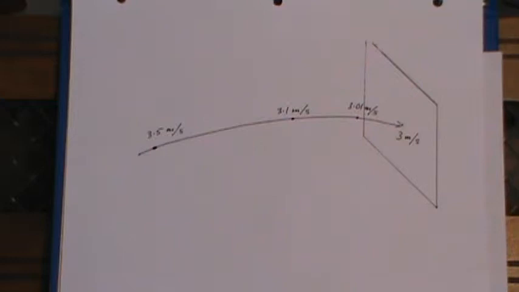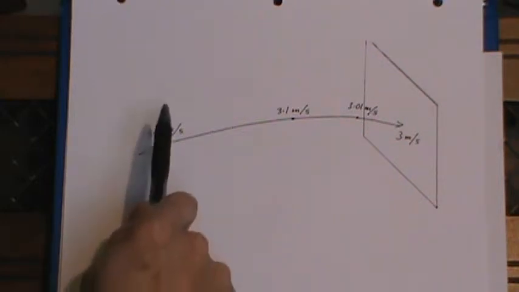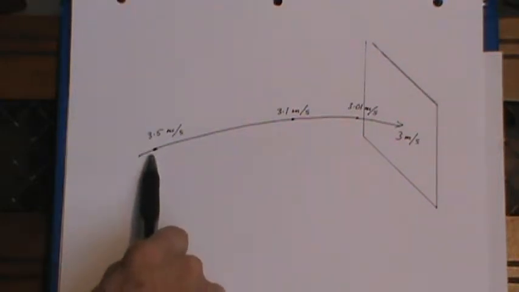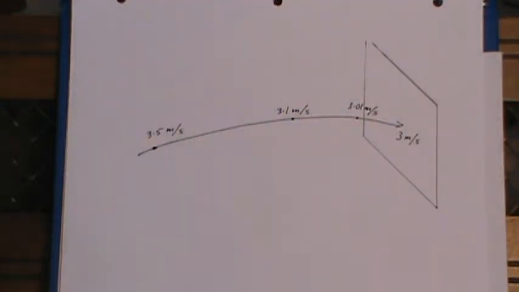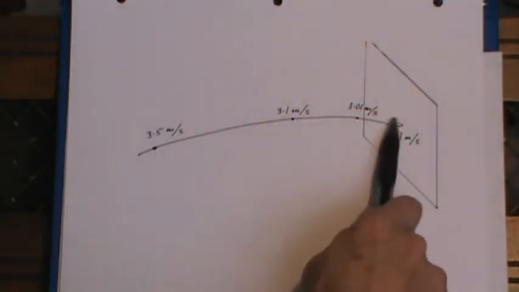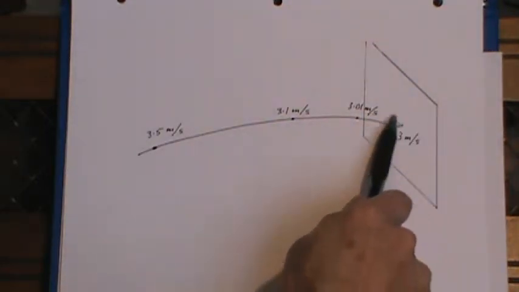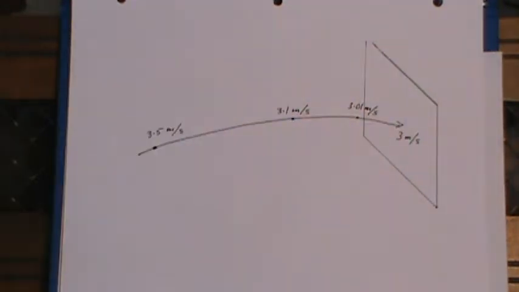And I want you to imagine there being a speedometer on the spitball. It's kind of ridiculous, but it's just a story, so we can put a speedometer on it. And it's going 3.5 meters per second, then it's going 3.1. It's slowing down because of air resistance. And let's assume that it takes 1 second to get to the window, and as it goes through the open window, it's going 3 meters a second.